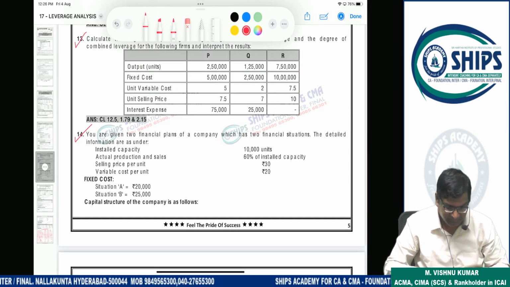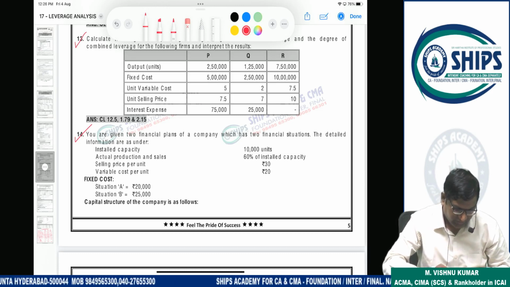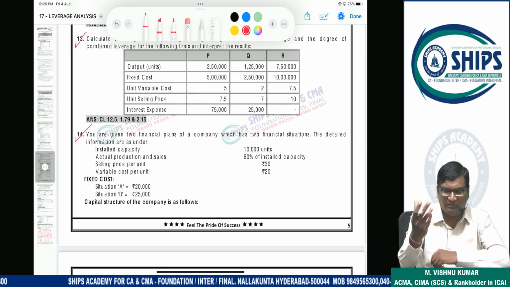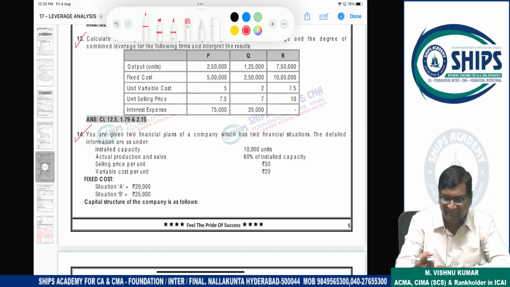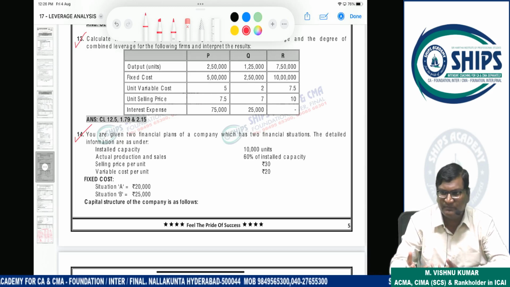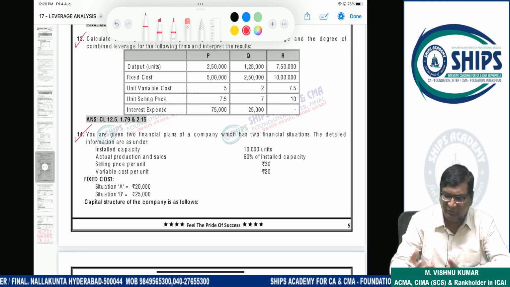Question number 14. You are given two financial plans of company which has two financial situations. The detailed informations are installed capacity. Installed capacity means total capacity of the company. But it is not necessary that company will produce 10,000 units. Depends on demand. If demand is less than 10,000, company will produce less than 10,000 only. If demand is 10,000, then company will produce 10,000.